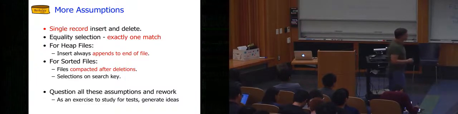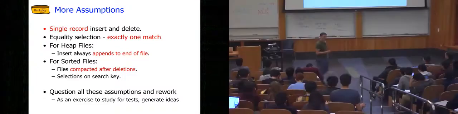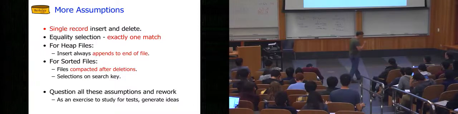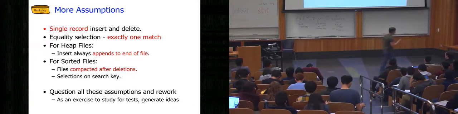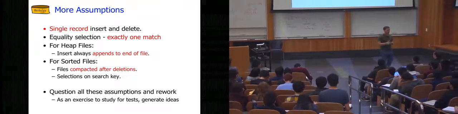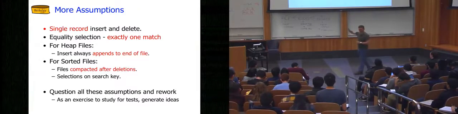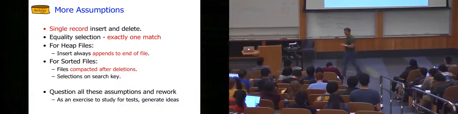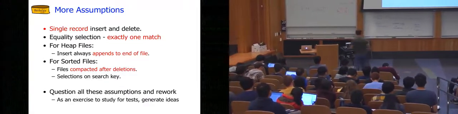And then when we have sorted files, and this is ridiculous, but we're going to do it today because it's going to keep us focused. If you delete something from a sorted file, you have to compact. No one would actually build that. It's too expensive. And we'll see that when we do our analysis. But we're going to make that assumption just to illustrate the point.